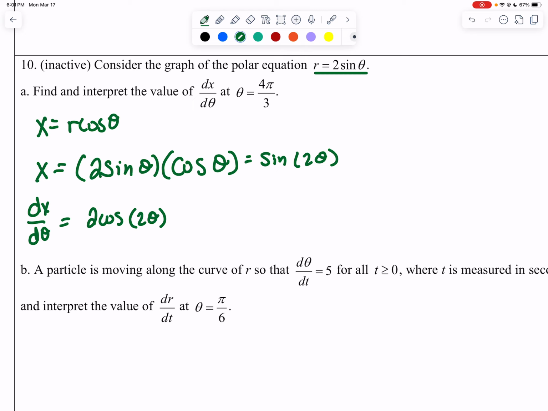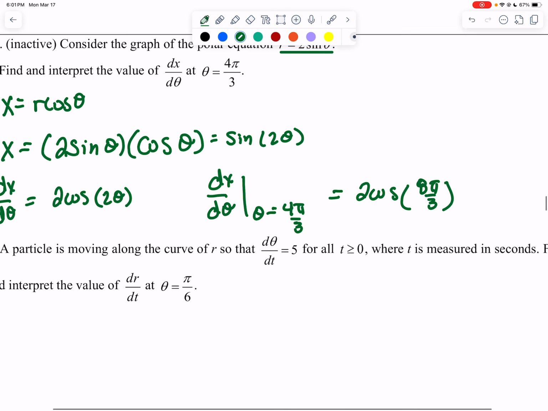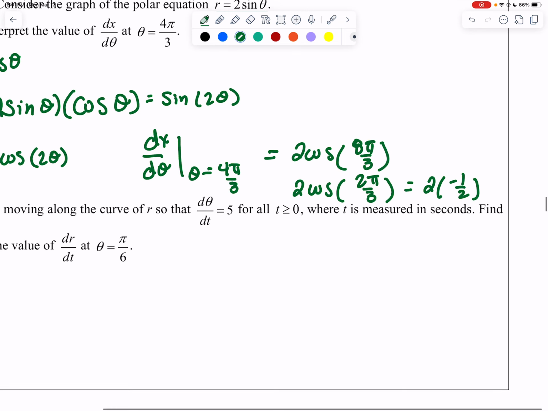In this case, we have 4 pi over 3. So dx/dθ, when theta is equal to 4 pi over 3, is equal to 2 cosine 8 pi over 3. Let's see, 8 pi over 3, that's going to be 2 pi over 3. And if I think about 2 pi over 3, I am going to get a negative a half. So that's going to give me a negative 1.